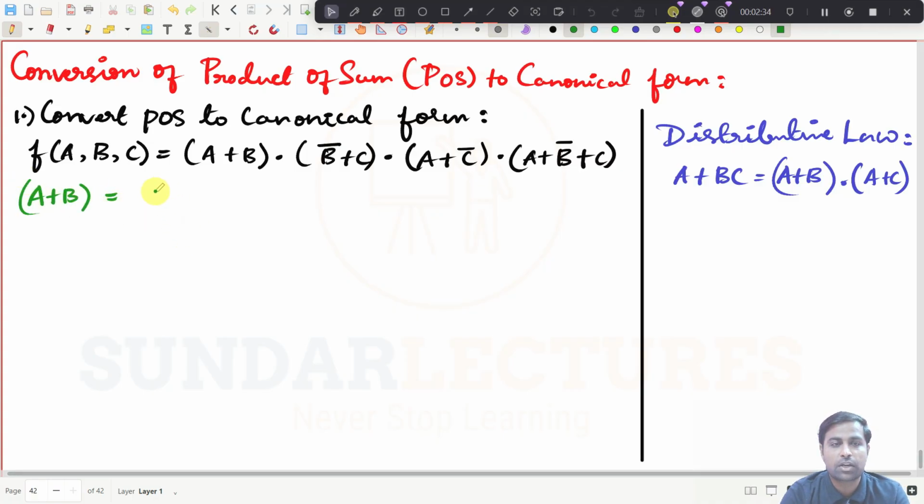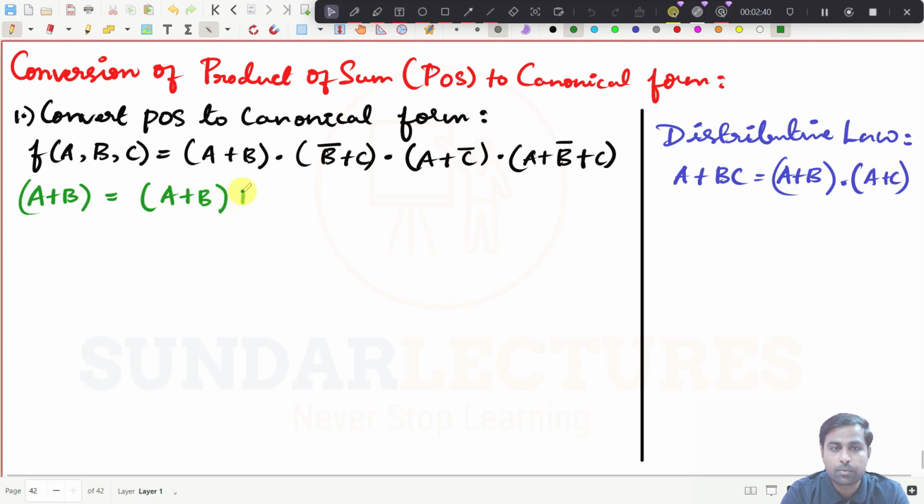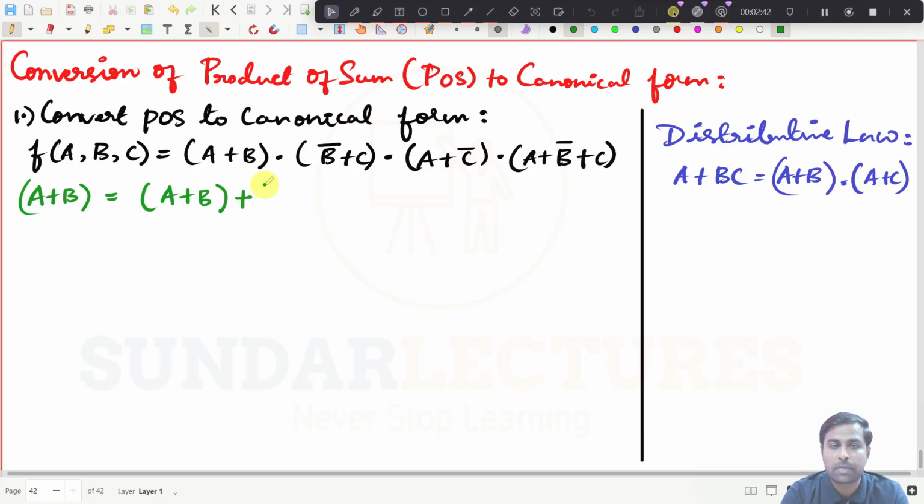So for this, you can write A plus B, and then plus something. What is the missing term here? It is C, right? So now you put C dot C bar. What is C dot C bar? It is a fallacy. A fallacy becomes 0 always, right? So A plus B plus 0 gives you what? No problem. It is the same.